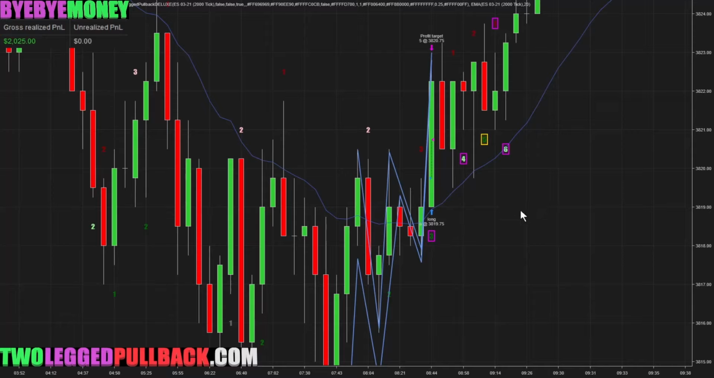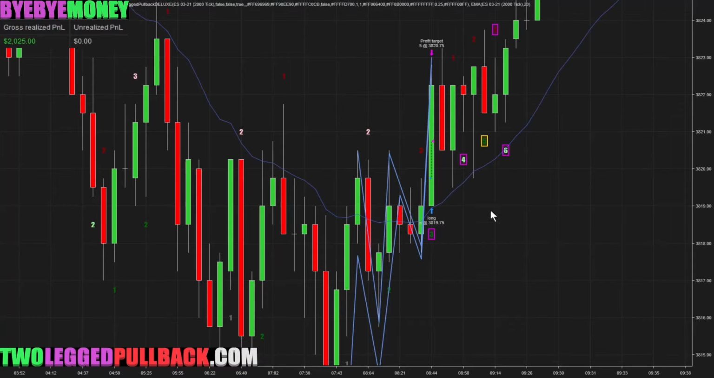And so you can see all the trades that happen are around the 20 EMA, where there is both a second entry and also a failed second entry all in one spot. And this is a great setup if you want to trade this manually, but it's very easy to spot because the two-legged pullback indicator identifies this setup with this dark green number and magenta box.